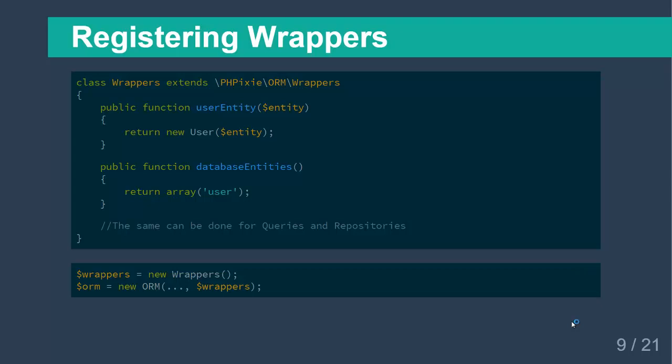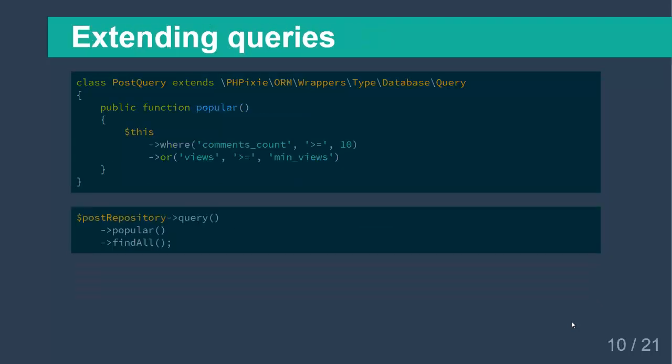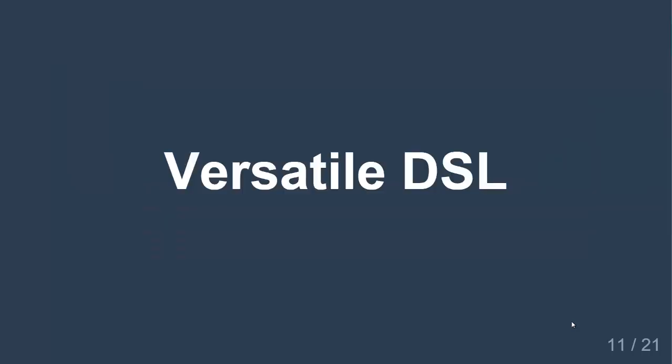Now, in most cases you wouldn't want to extend the repository. Sometimes you would, but the other thing besides entities that you would be extending is the queries. Extending queries is pretty much the same thing, and you would do this to encapsulate some very common criteria. For example, let's say that we consider a post popular when it has a comment count larger than or equal to 10, or it has views larger than some min views, something like that. So we add this to the query once, and then anytime we want to add these conditions, we just call the popular method and it's going to add that.